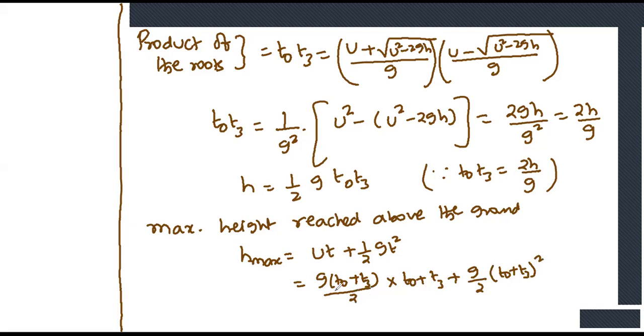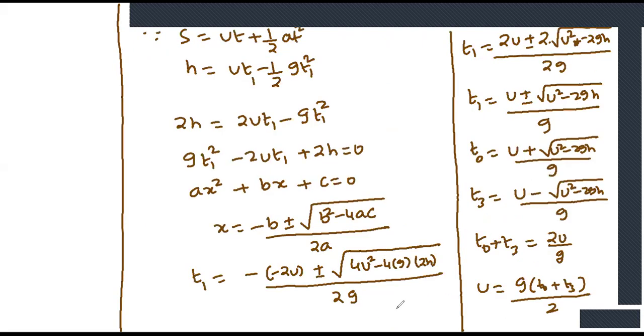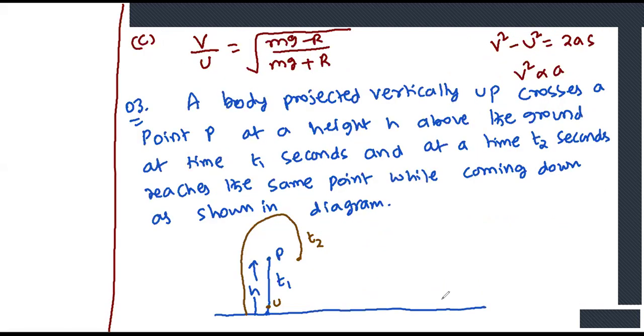This is the total time now. Upon solving, we get H max equals g by 8 into T0 plus T3 whole square.